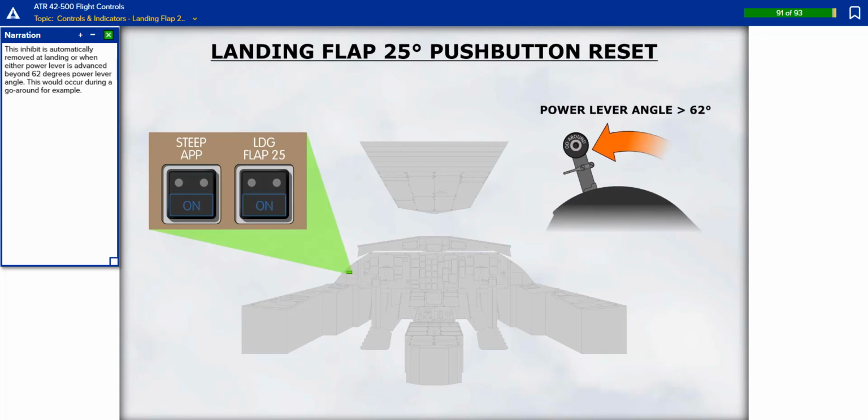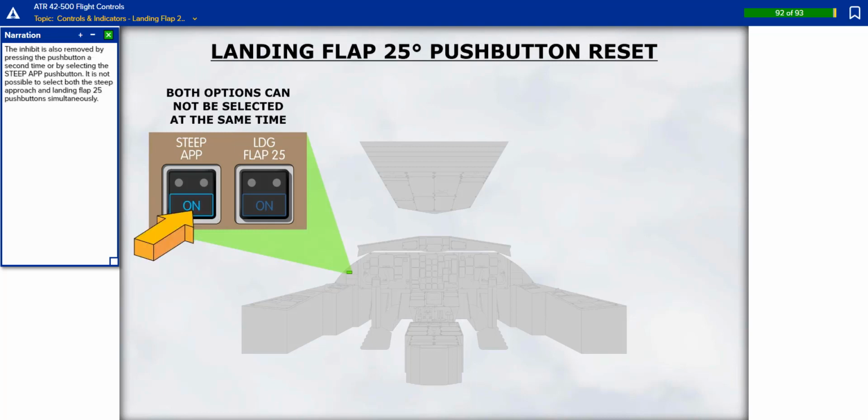This inhibit is automatically removed at landing or when either power lever is advanced beyond 62 degrees power lever angle. This would occur during a go-around, for example. The inhibit is also removed by pressing the push button a second time or by selecting the steep approach push button. It is not possible to select both the steep approach and landing flap 25 push buttons simultaneously.